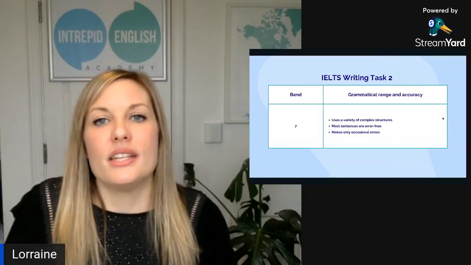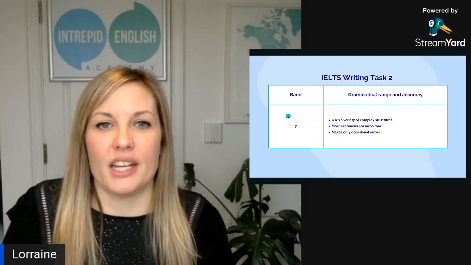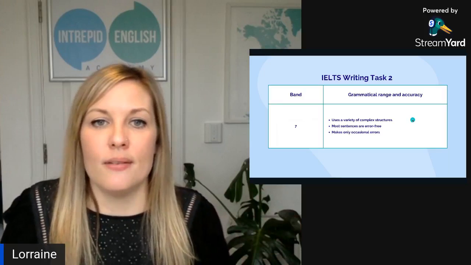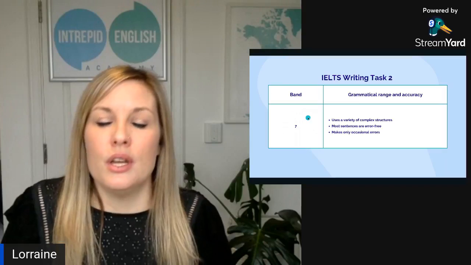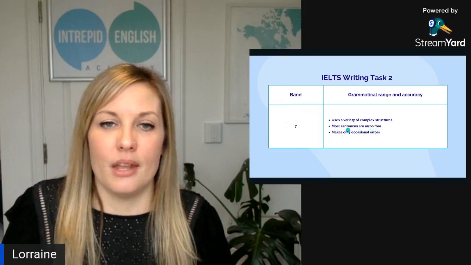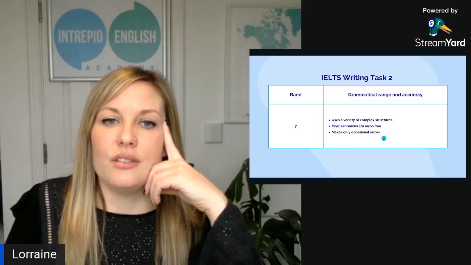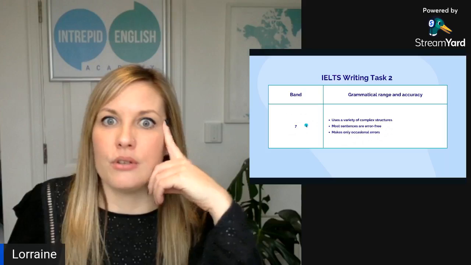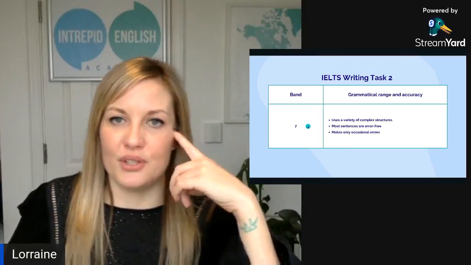Now, the last marking criteria category that I want to look at today is grammatical range and accuracy. You need to use a variety of complex structures. Again, I'll show you that today. Most sentences are error-free, but remember, this is for band 7. If you want to aim for a band 8 or 9, you need to have zero errors in all of your sentences. Make only occasional errors. It's okay at a band 7 if you make a little error. It's not going to completely ruin your chances of getting a band 7, but avoid it if possible.